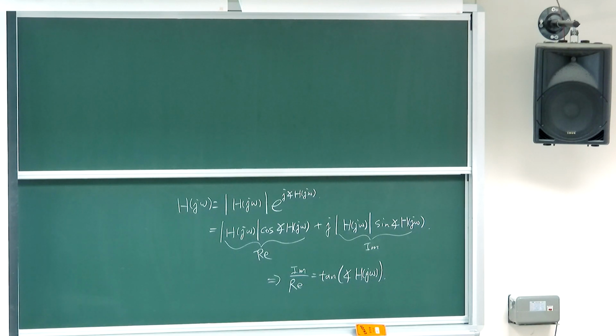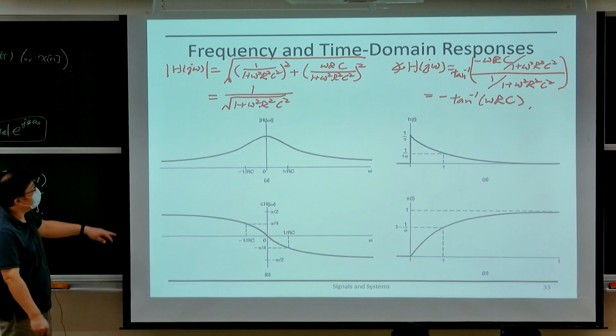So this is minus omega RC over 1 plus omega square R square C square, over 1 over 1 plus omega square R square C square, arctangent of this. So this phase is arctangent of the imaginary part divided by the real part. This term cancels out. Arctangent is an odd function, so I can move the negative sign outside. So this can be written more concisely as minus arctangent of omega RC. So this is what you get eventually.